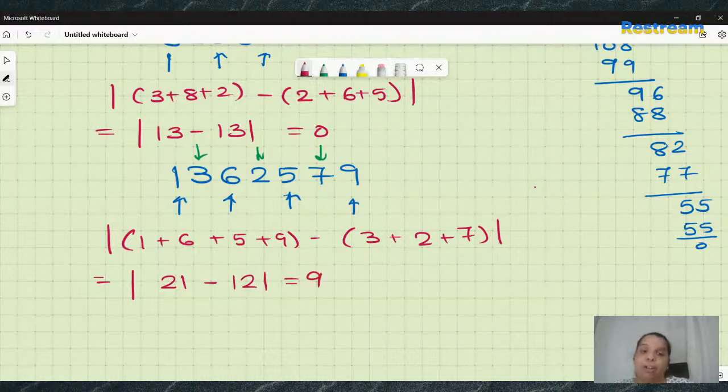So this number is not divisible by 11, but this is divisible by 9. No, not 9, sorry, my bad. It's not divisible by 9. The sum has to be equal to 9, not the difference. So this number is not divisible by 11 because we don't get an 11 or a 0 over here.